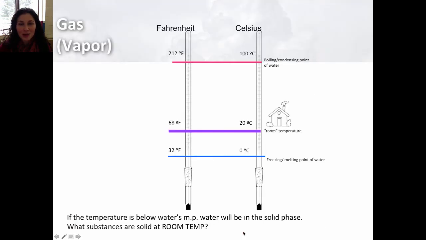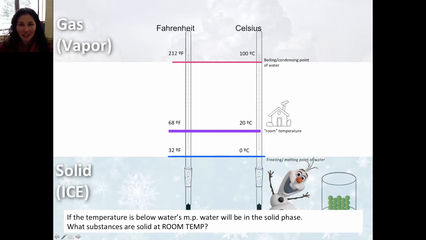Now let's talk about the solid form, or basically the opposite. If the temperature is below the freezing point of a substance, so we're below this blue line, it will exist as a solid. This is the case for water when the temperature drops below the freezing point of water. This is also true for other substances.